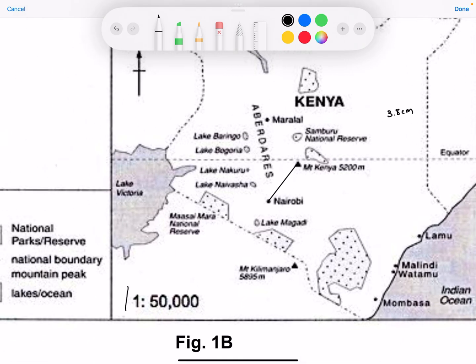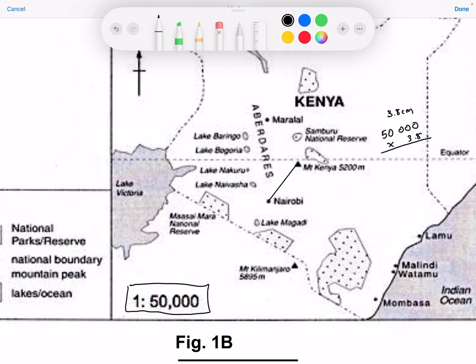In this case, the scale is given: 1 cm is to 50,000 centimeters. So what do I have then? I have 3.8 cm. So I need to find the distance in terms of kilometers. Okay, so your unit of measure for distance is kilometers. So I will take 50,000 multiplied by 3.8.